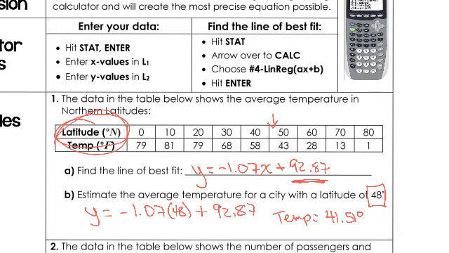And so if we check here, a latitude of 48 would be about here. So a temperature of 41 would be about here. And again, even though the temperature is lower than the temperature that comes after it, it still makes sense because we're averaging data that's above and below the line of best fit.